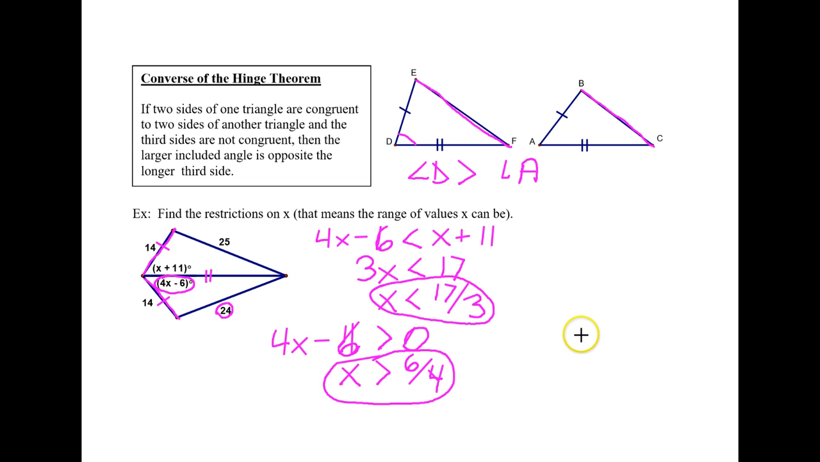So let's write our final answer. We put x in the middle and our smaller number on the side. It has to be greater than 6 over 4, which is the same as 3 over 2, and x has to be less than 17 over 3. That is our final answer. And you just learned a lot of triangle inequality theorems. Congratulations.